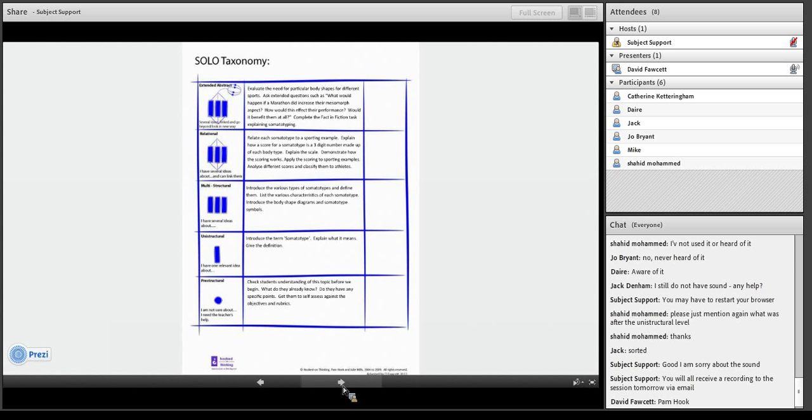When I get into the latter part of my lessons, I now need to start moving some students up to the relational stage. So what I'm going to do now is start introducing sporting examples. I'm going to get students to start thinking about relating sporting examples to different types of somatotypes, so they can start seeing which sport an ectomorph will be best suited for, which sport a mesomorph will be best suited for, and obviously which sport an endomorph, I can't remember which one I said now, is best suited for as well.